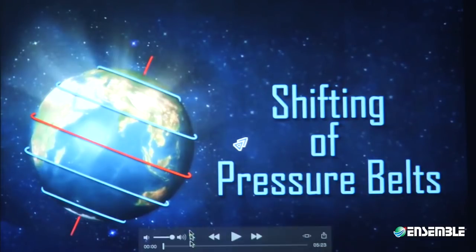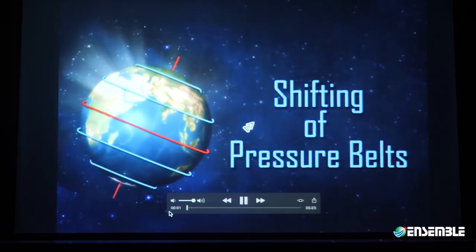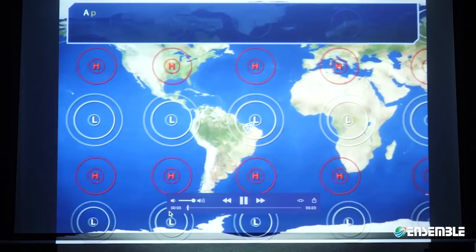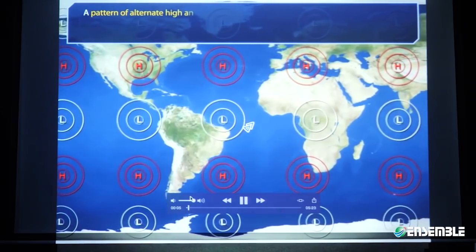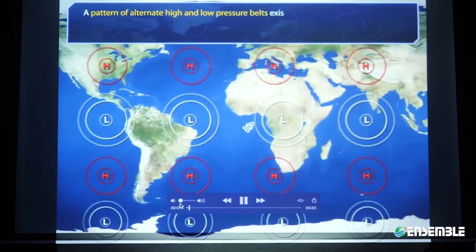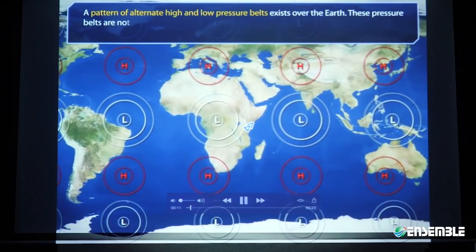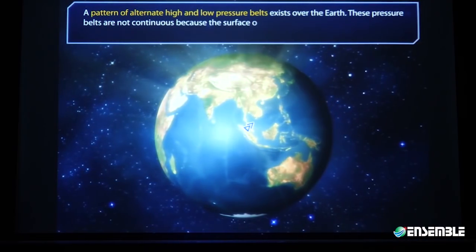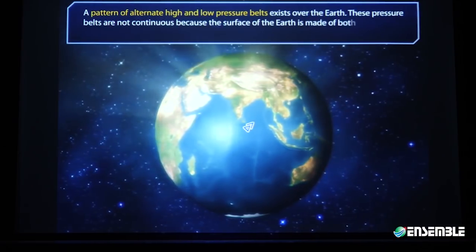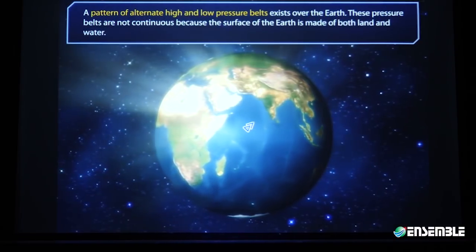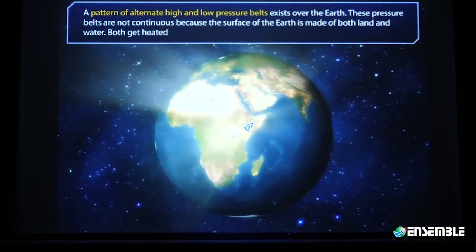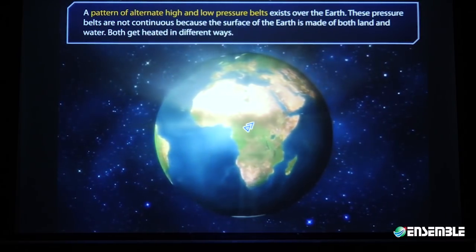So when the thermal equator makes a shift, then the pressure belts also shift. As you can see and observe this part, this is what it shows. Now, you can take a look at this. All of this low is going to be the low pressure belt, and all of these that are high will be high pressure zones. These are the two zones that we are talking about.